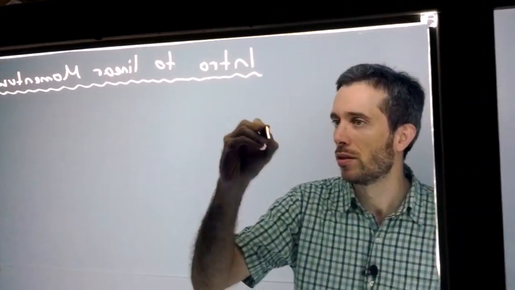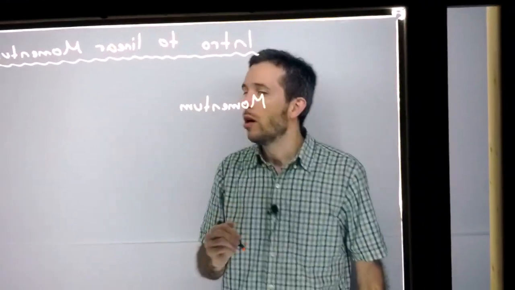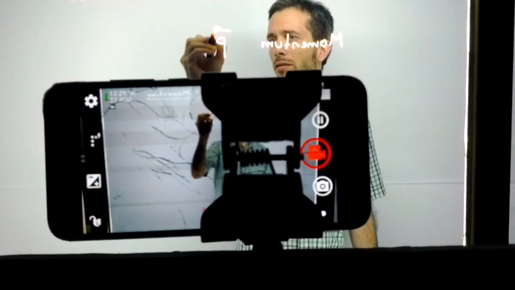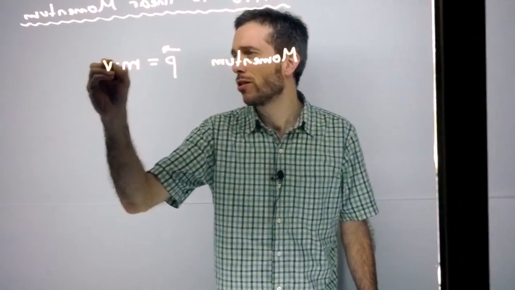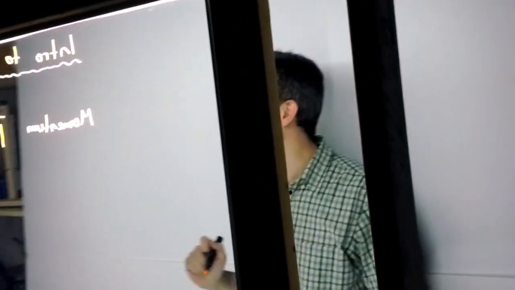This video is going to be an introduction to linear momentum. First of all, what is momentum? Momentum, which we usually use the letter P, is defined as the linear inertia times the velocity. The linear inertia turns out to be just the mass of an object.